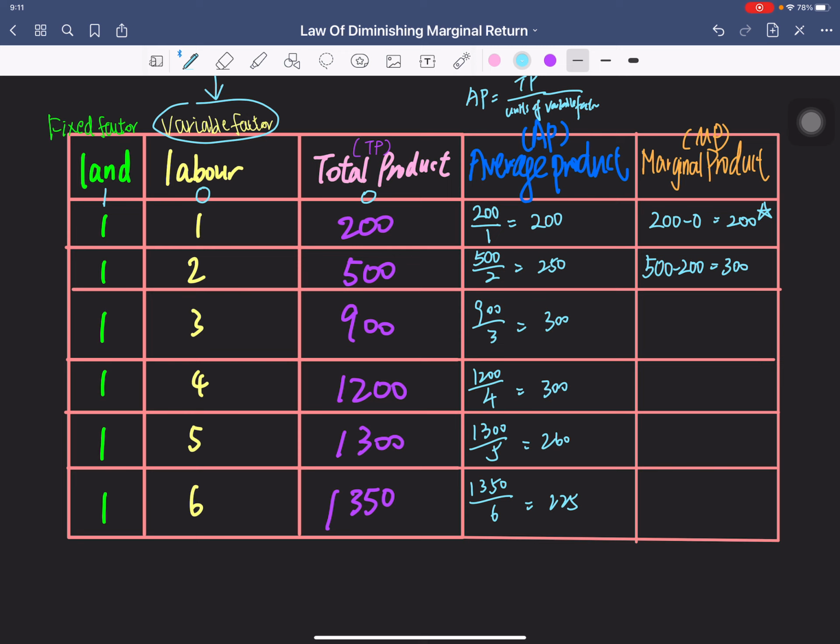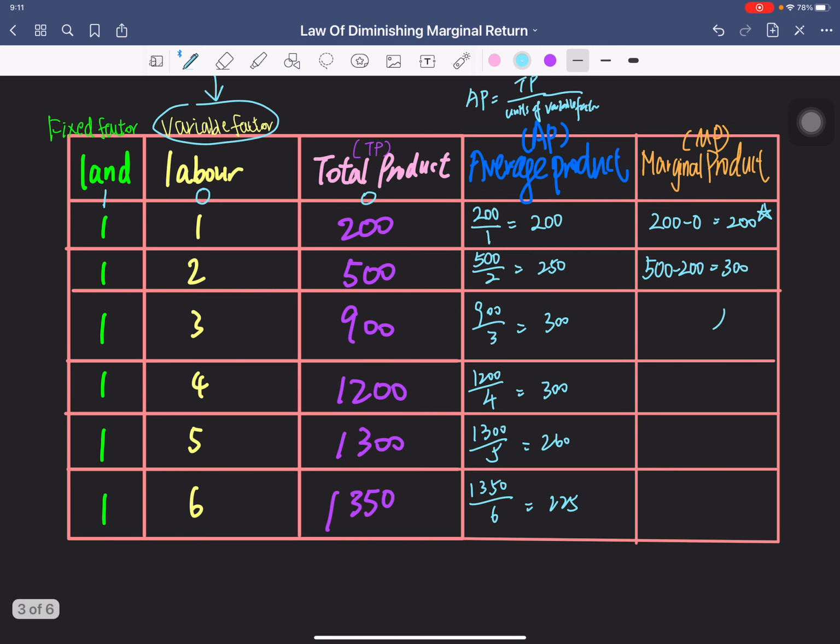So similarly, we have the remaining figures. It should be 400, 300, 150.